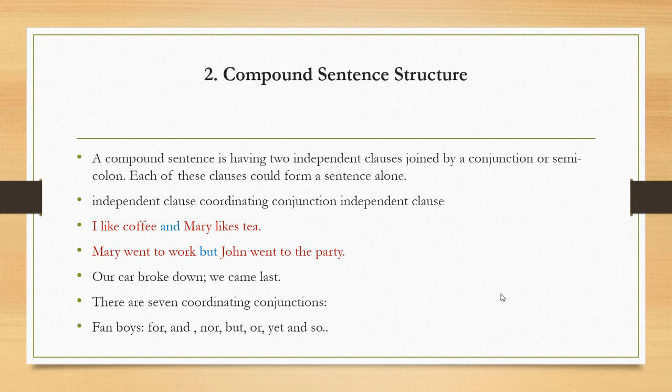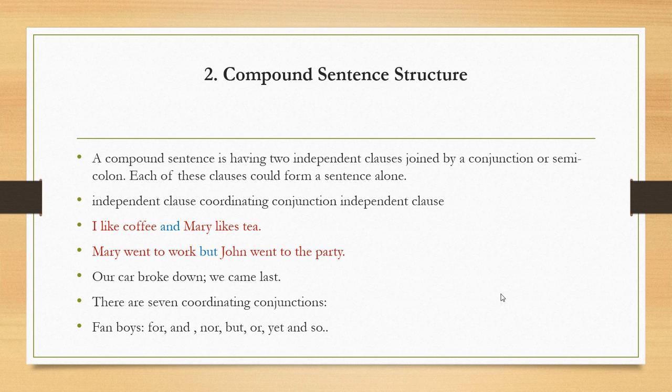Our car broke down. We came late. Okay, so the semicolon is shown right over here because we have discussed in the definition that either we will put the coordinating conjunction or we will put the semicolon. There are 7 coordinating conjunctions. That is the formula for the coordinating conjunction. That is the FANBOYS.